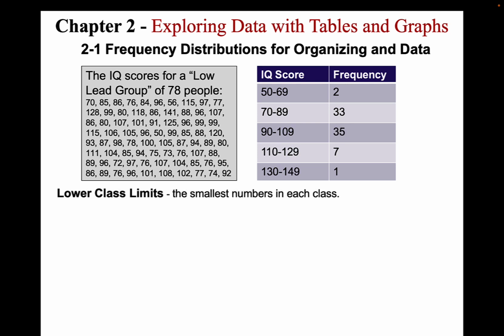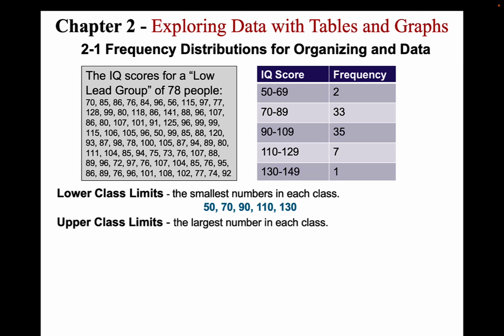A lower class limit is the smallest number in each class. So we have 5 classes, which means we have 5 lower class limits. They're right here. 50, 70, 90, 110, and 130. There's the list for you. An upper class limit is the largest number in each class. So here we have 5 classes, so we should have 5 upper class limits. Ours are 69, 89, 109, 129, and 149. There's the list of upper class limits.